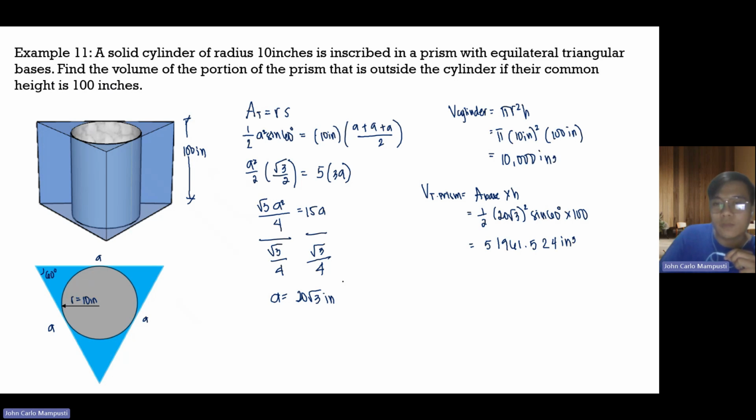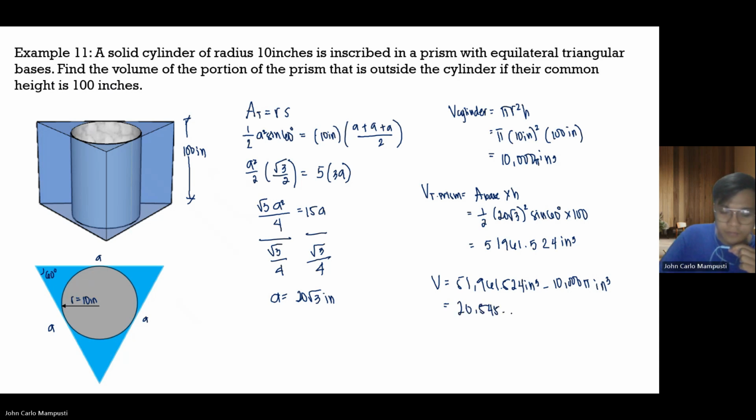Okay, to find the volume outside, this is equal to 51,961.524 cubic inches minus, this is pi, 10,000 pi cubic inches. So the answer is 20,545.598 cubic inches. That's the volume outside the cylinder.